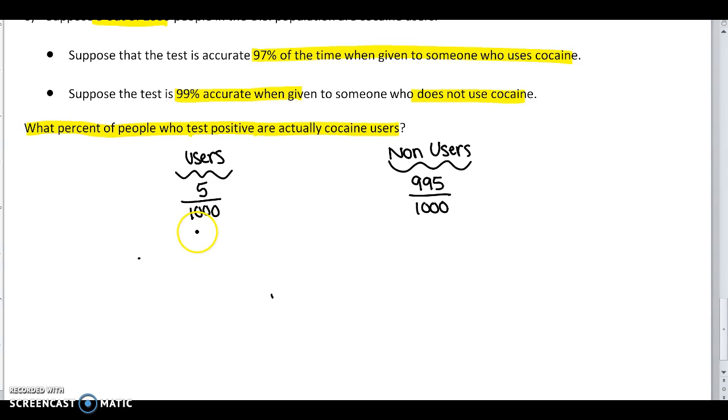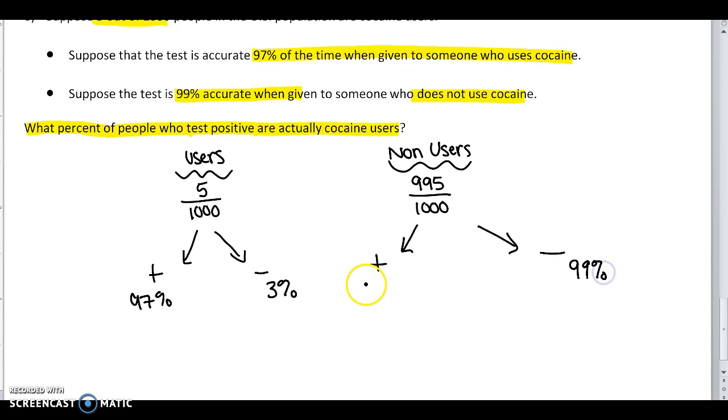So breaking down the user category, two things can happen. You can test positive or you can test negative. And the same thing can happen for non-users. You can test positive or negative. And we're going to look at the probability for those. So if you're a user, it's accurate 97% of the time, which means you test positive 97% of the time, which means you would test negative 3% of the time. And for non-users, it's 99% accurate, which means you test negative 99% of the time and positive 1% of the time.